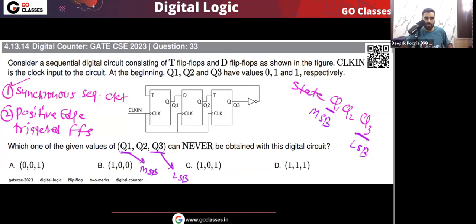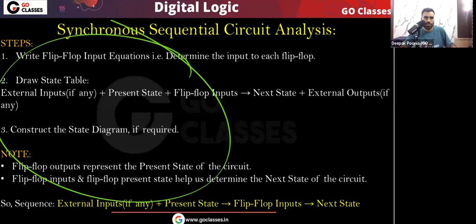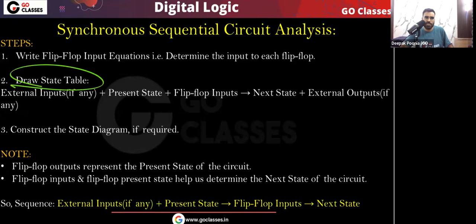Now let's solve this question. We already know how to do the analysis of a synchronous sequential circuit. These are the steps. In step number 1, we will write the flip-flop input equation. Then we will draw the state table.